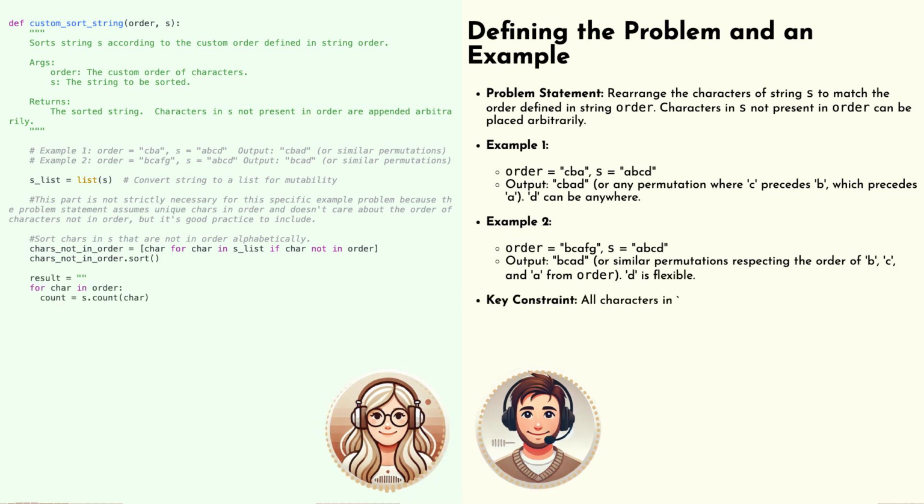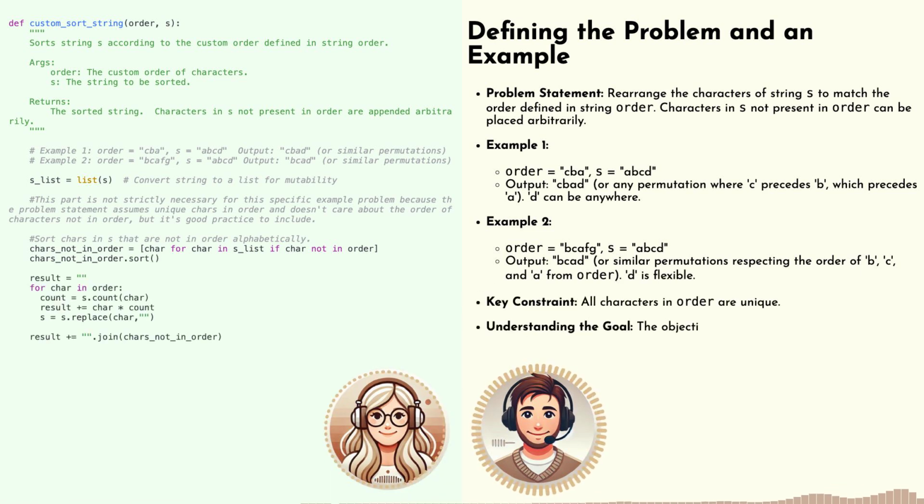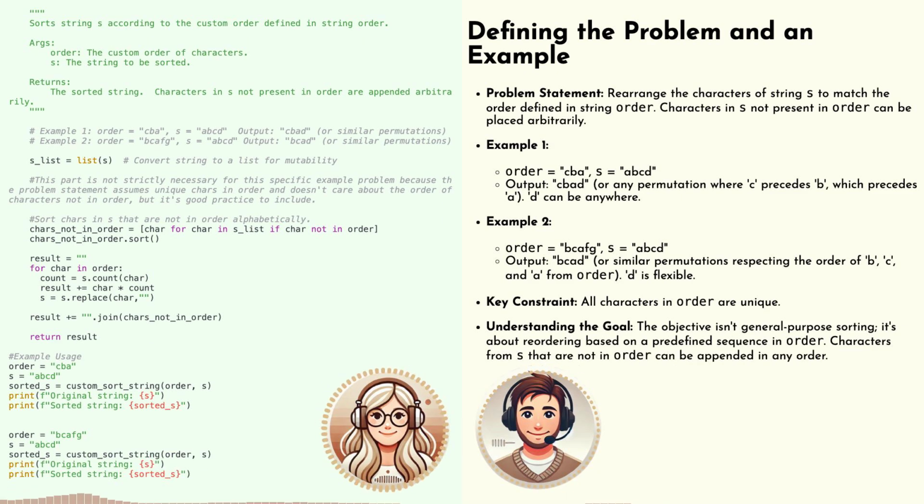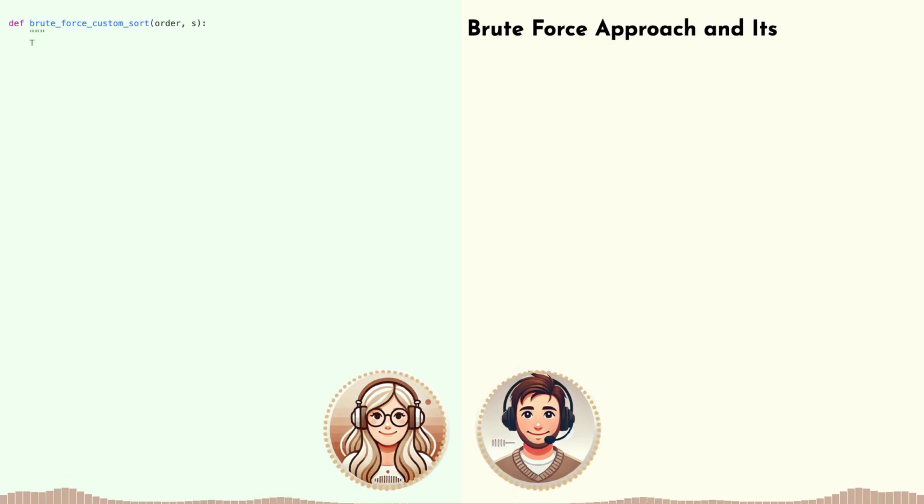Well, the output would be CBAD. And why is that? Because we've prioritized characters from S that are in order, and we arrange them based on their order in order. The remaining characters can go anywhere. That makes sense. This is where it gets interesting.